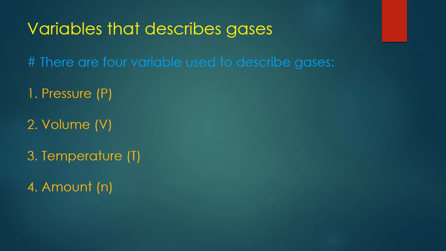Variables that describe gases. There are four variables used to describe gases. Number one is pressure, number two, volume, number three, temperature, and number four, amount. The symbol for pressure is P, volume is V, temperature is T, and amount is a small letter n.